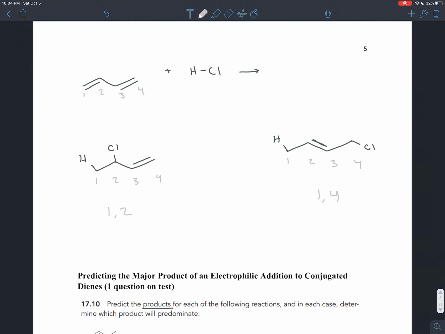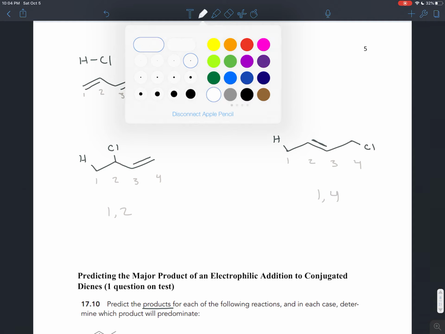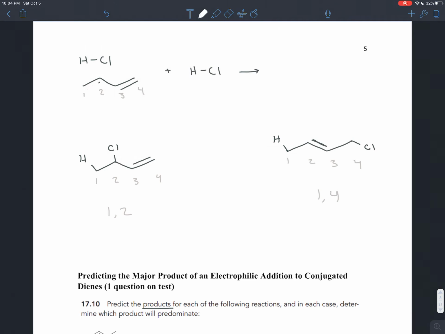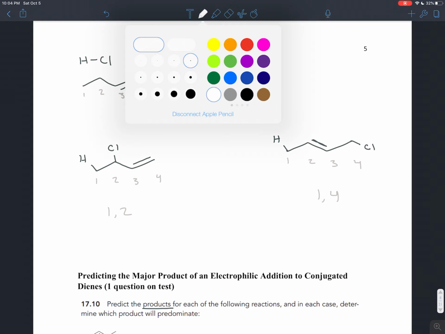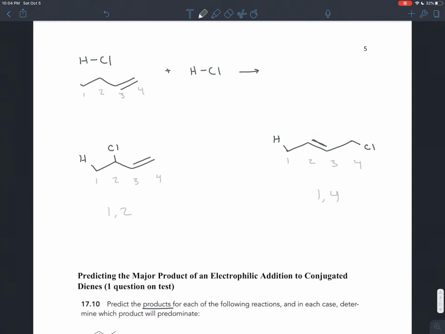When the hydrogen and the chlorine first add to the molecule, the hydrogen adds on there, so the pi bond goes away and turns into a sigma bond to the hydrogen. When that happens, you create a carbocation right next door, and you have that full negative charge on the chlorine. So the chlorine is really close to a positive charge.